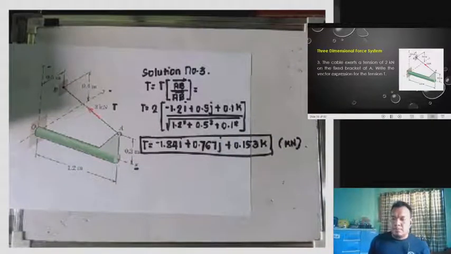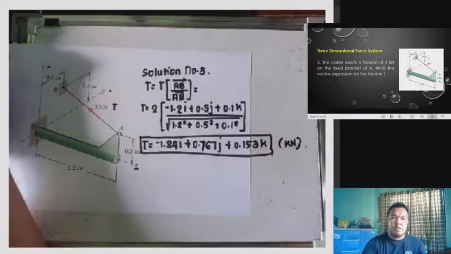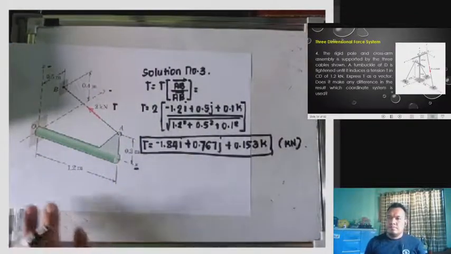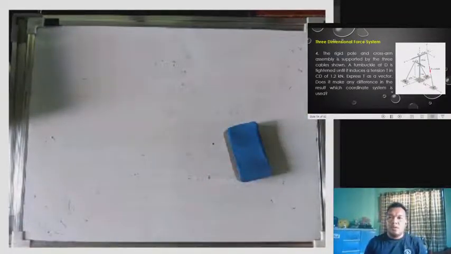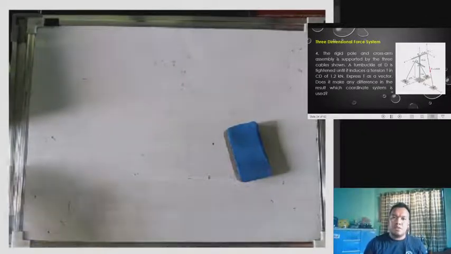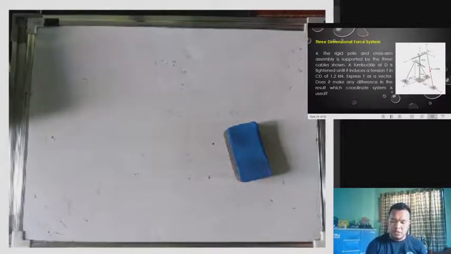Okay. Next problem po ulit tayo para mas maintindihan nyo. Okay, a rigid pole and cross-arm assembly is supported by 3 cables as shown. A turnbuckle at D is tightened until it induces a tension T in CD of 1.2 kilonewton. Express T as a vector. Does it make any difference in the result which coordinate system is used?